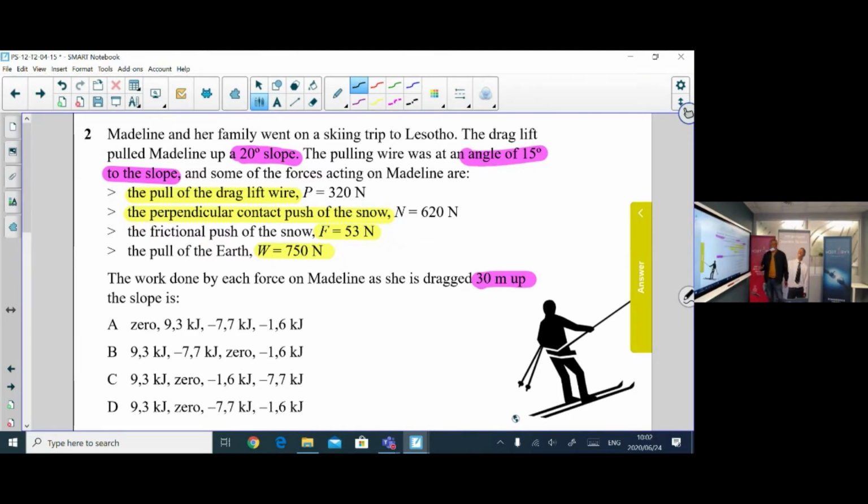All right, find the work done by each force on Madeline as she moves 30 meters up the slope. This is multiple choice. What I need you to do is the calculations. We have options A up to D. I'm giving you only 5 minutes from now, so that we can start with average power after this exercise.